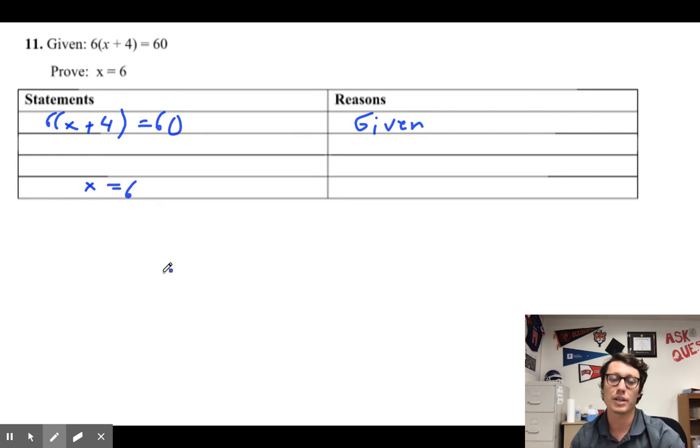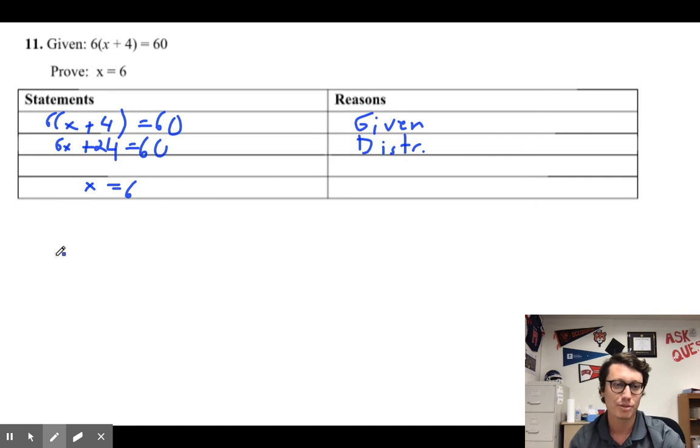I always like to write my work off to the side to keep my proof chart nice and neat. So what do we do here with the parentheses? We have to multiply across. We need to distribute. So 6 times x gives us 6x. 6 times 4 gives us plus 24 equals 60. What is our reason? We used the distributive property.